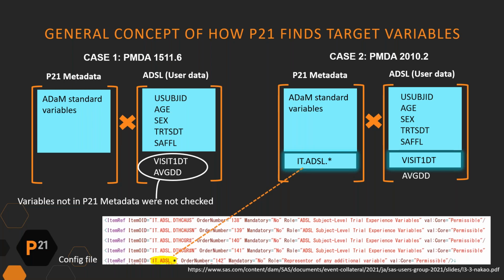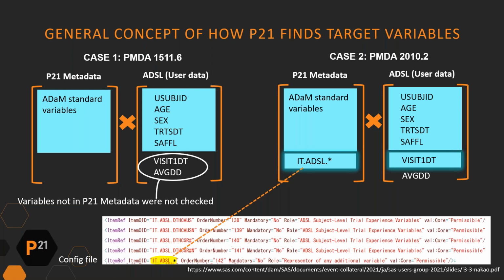Now in PMDA engine 2010.2, we made a change in the config file, the asterisk in a config file, as you see highlighted. We call it star variable or added, and that means if a user data contains custom variables with ADaM fragments, some checks would run.